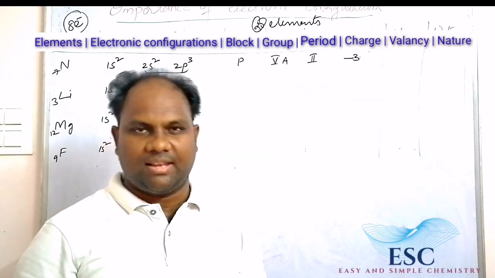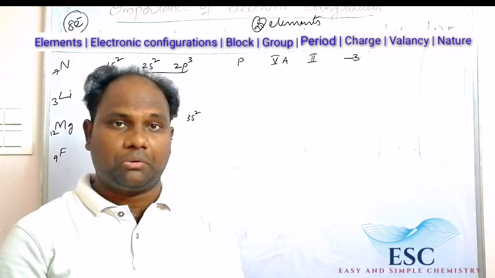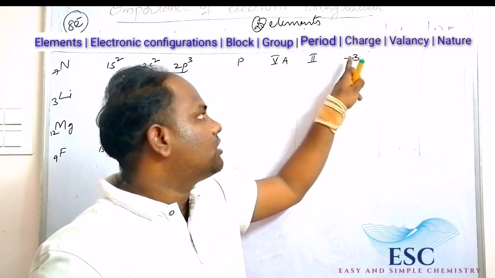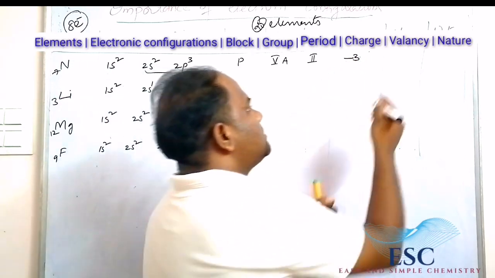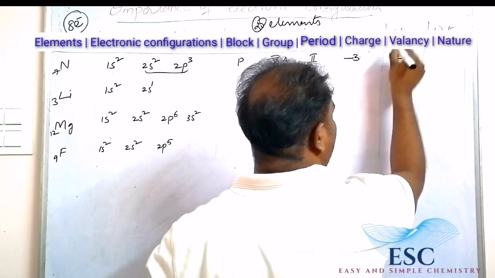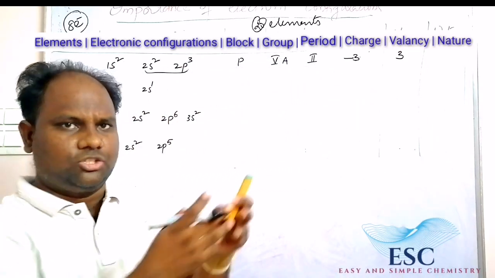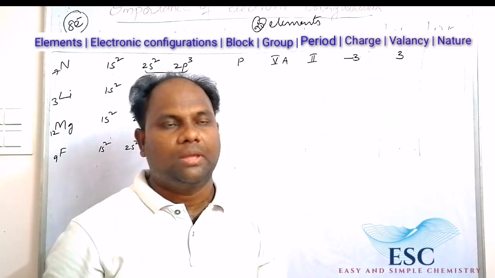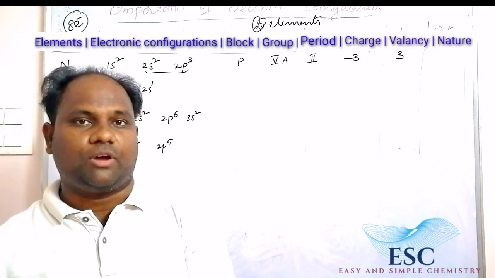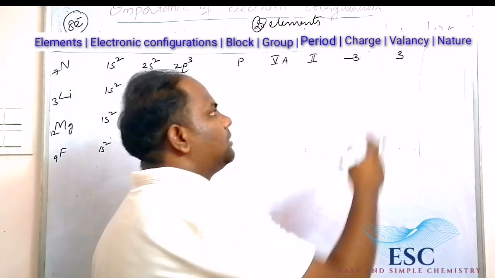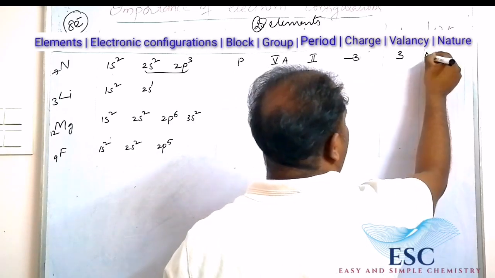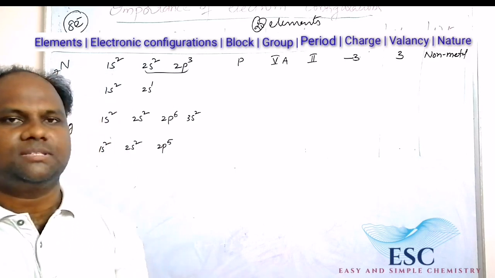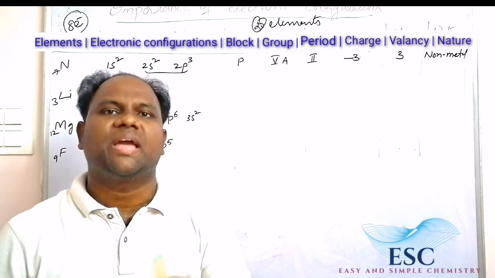What is the valency? Valency is nothing but the number of bonds. Nitrogen can form how many bonds? Just remove the minus charge, only 3. Okay, the charge of nitrogen is -3. The valency of nitrogen is 3, because nitrogen can form only 3 bonds. Nature: minus means non-metal. Most of the elements show these simple properties. Minus means non-metals, plus means metals.